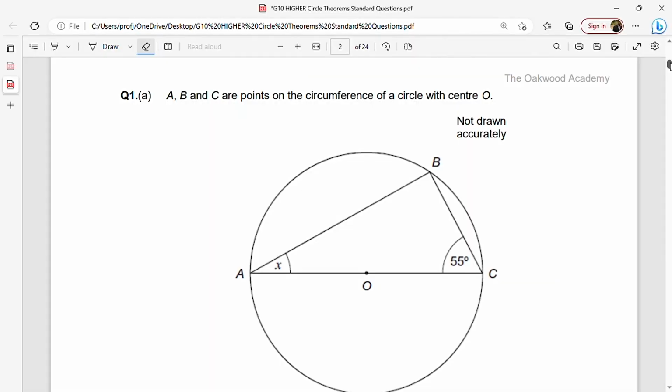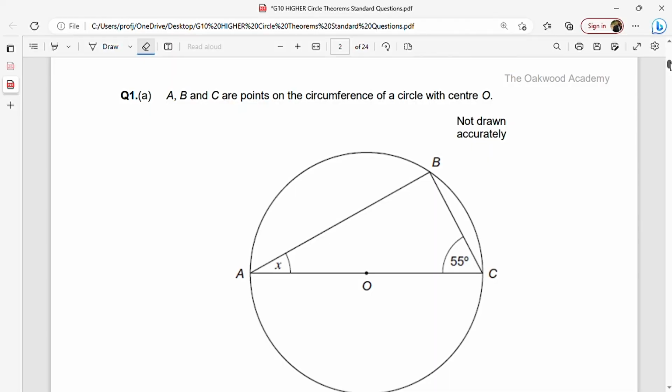The first question here is: A, B, and C are points on the circumference of a circle with center O. Find the value of x. First, you need to understand that one of the theorems of circle geometry is that the angle on a semicircle is a right angle. The semicircle is created by line AC. The angle built on that semicircle is a right angle. So you already have a triangle that way.